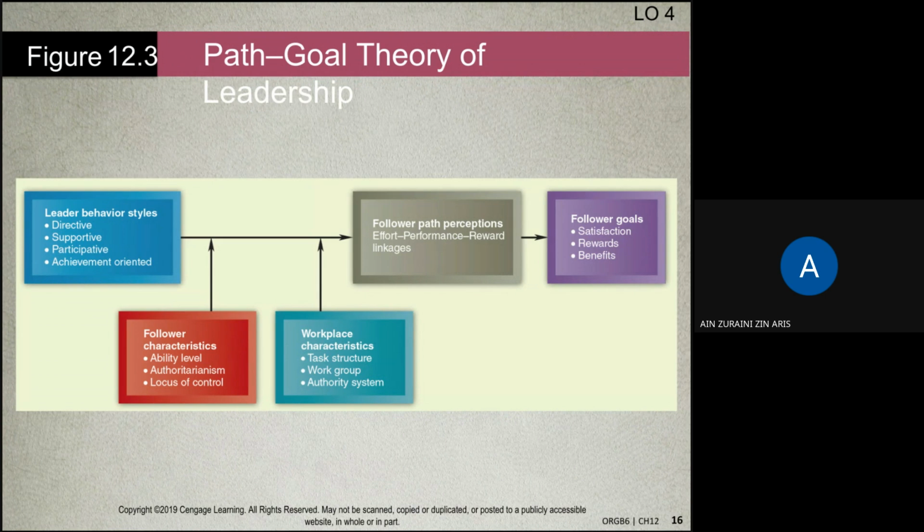The main concept behind the path-goal theory is this. A leader's job is to clear the path for the subordinates to achieve their goals by providing direction, support, and removing the obstacles. In simpler terms, the leader helps the team get from where they are now to where they need to be.